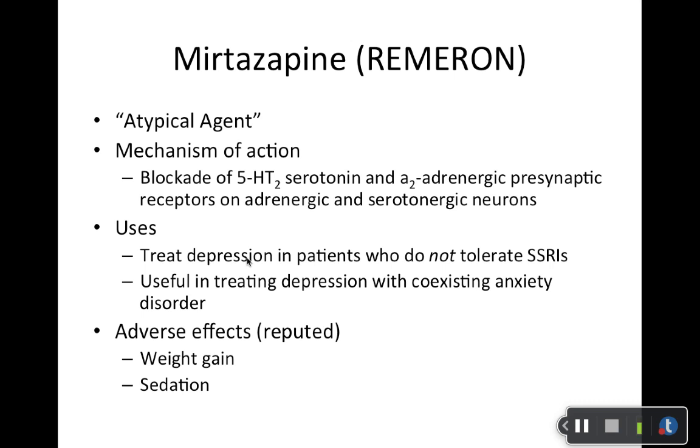Mirtazapine, generic for REMERON, another atypical agent. This one works on the serotonin receptors and the alpha-adrenergic receptors. This one can help treat depression. Again, this will be for people who do not tolerate the SSRIs, so maybe second line to that. And this also may be beneficial to patients who have anxiety. Adverse effects: weight gain, and then sedation.